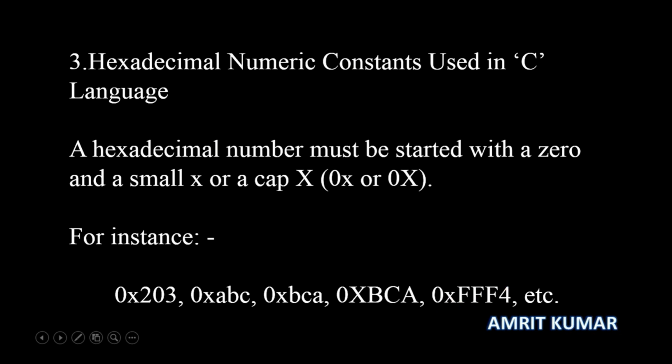So what we have learned is that we have divided numeric constants into three categories. First was the decimal numeric constant, which can be a positive or a negative value but is not going to start with 0. In octal we studied that it must start with 0, and in hexadecimal it starts with a 0 followed by a letter x, capital or small. This is how we have classified the numeric constants.